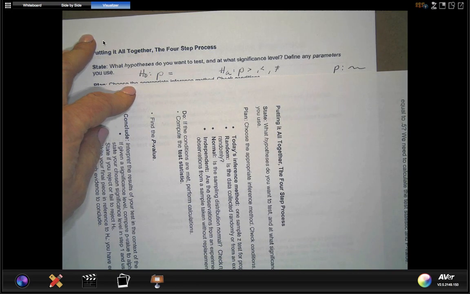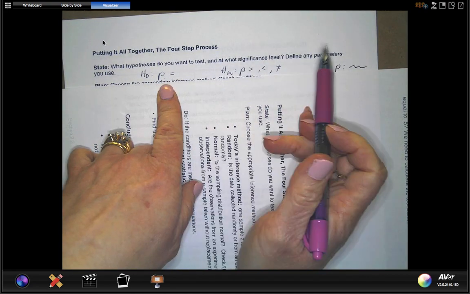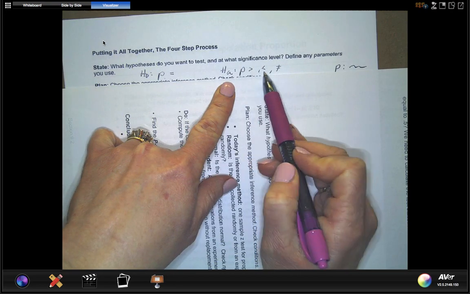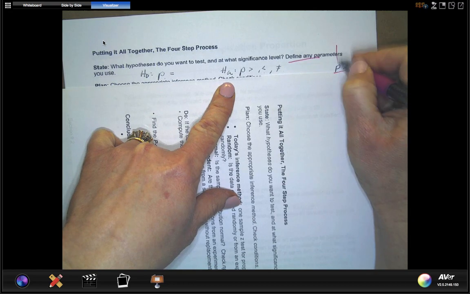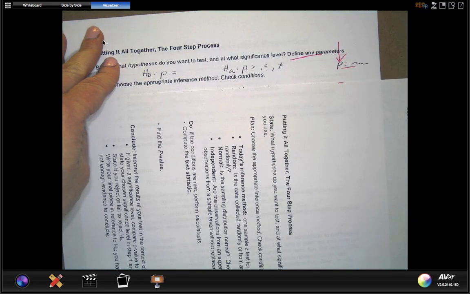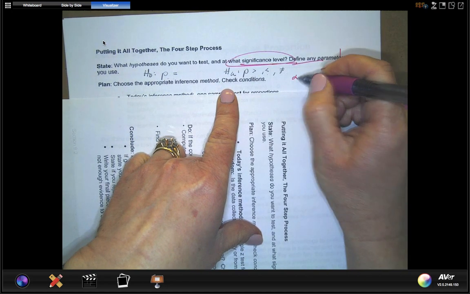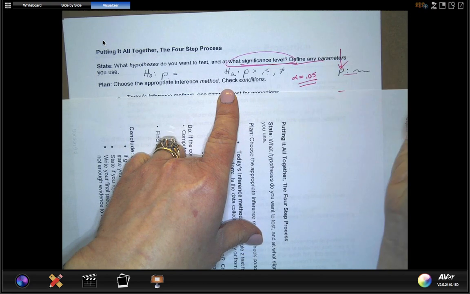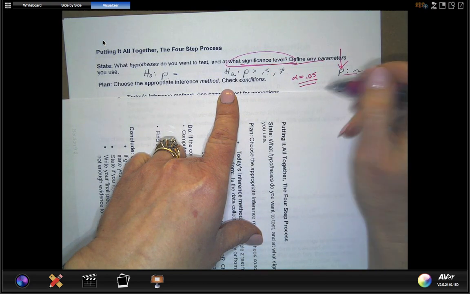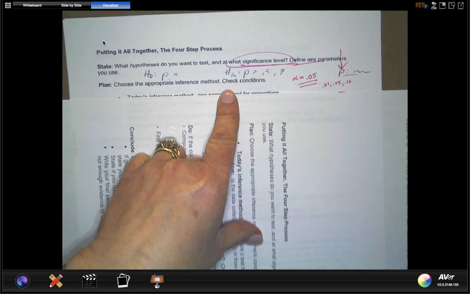In this one right here, your null is P is equal to something. Alternative: P is greater than, P is less than, or P is not equal to. And then again, you're going to define what P is. P is the parameter, okay? It's from the population. If the problem doesn't give you a significance level, in this step you want to pick one. Most often the default is 0.05. You could pick any of the most commonly used ones, but probably 0.05 is your go-to one.